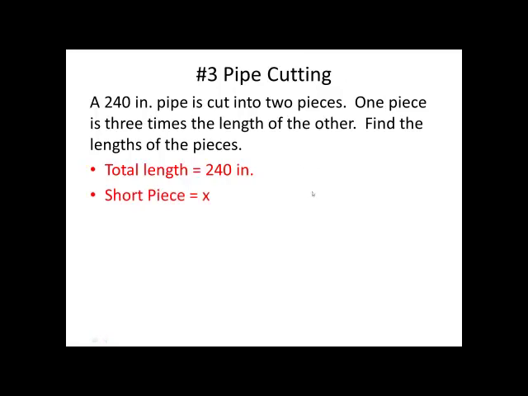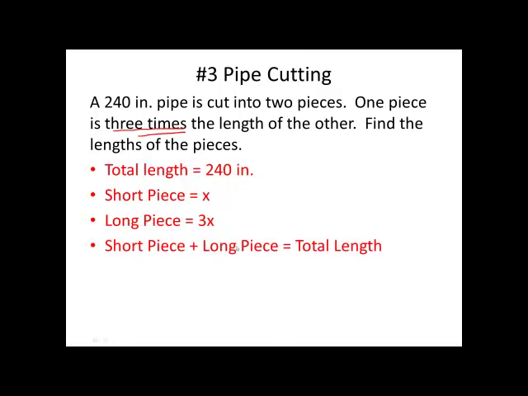We know the short piece, we don't know anything about it, so we'll just call it X. The long piece in comparison to the short piece is 3 times the length, so we'll call it 3 times X. So the general equation that we'll be looking at will be the short piece plus the long piece will equal the total length, or X plus 3X equals 240 inches.